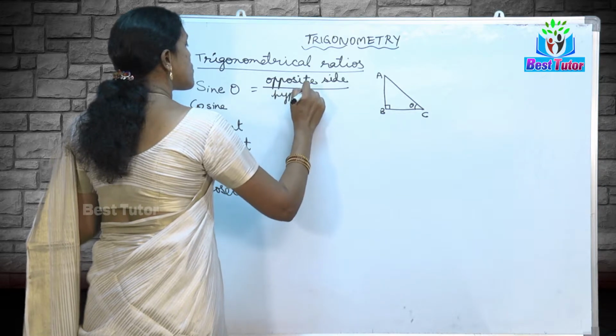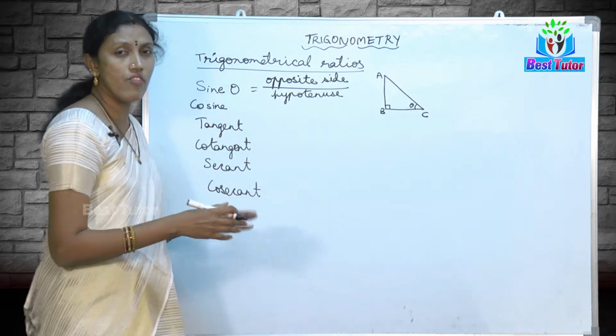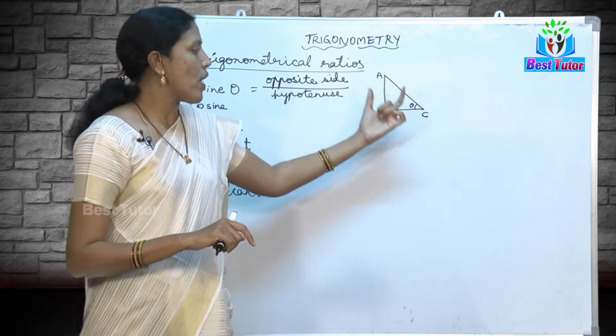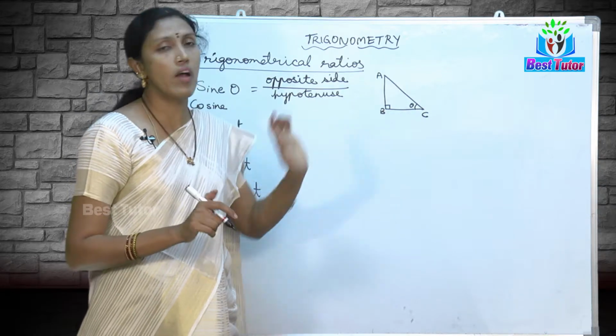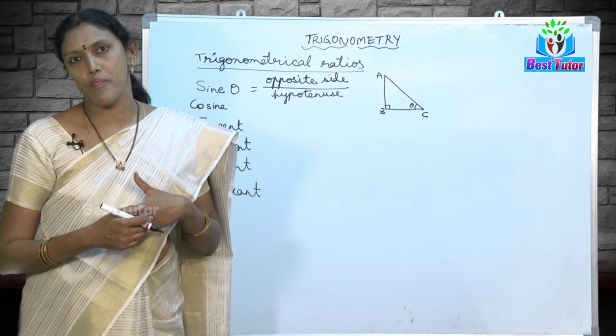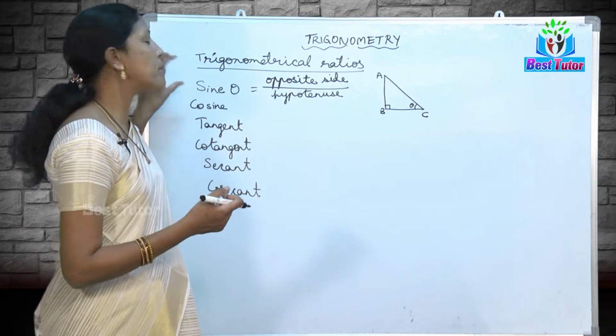These are ratios. I am going to consider the ratios of these 3 sides. Here we have 3 sides. One is the side opposite to theta, one is the side adjacent to theta and the other is hypotenuse. So 3 numbers are there. How many possible ratios can be formed? We can form different ratios and for each different ratio I am going to give you a particular name.